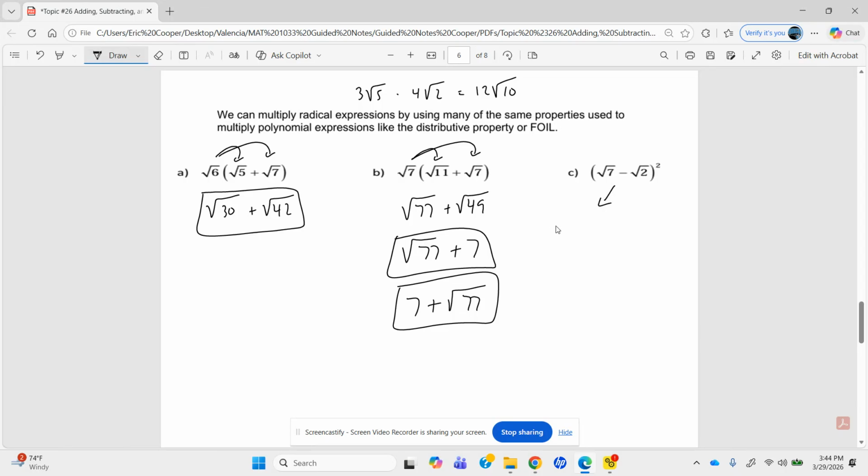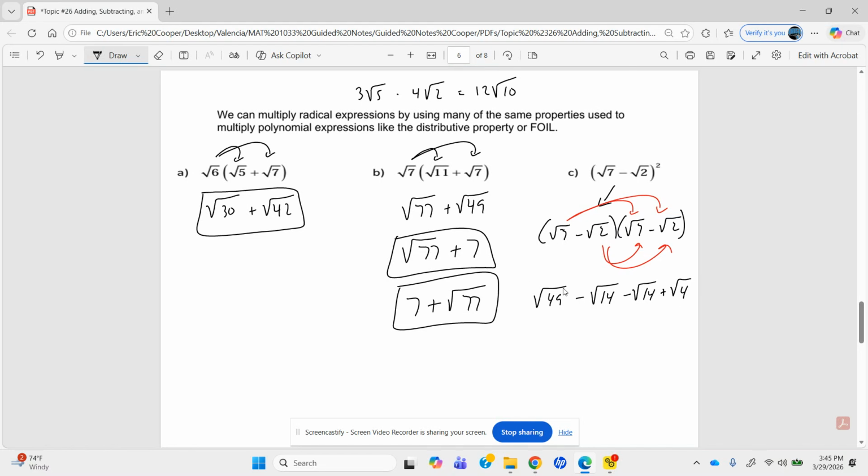So this is really just saying square root of 7 minus square root of 2 times square root of 7 minus square root of 2. And we're going to FOIL this out like we've done before. We're going to multiply everything in the first polynomial by everything in the second polynomial. Okay. Square root of 7 times square root of 7 is square root of 49. Square root of 7 times negative square root of 2 is negative square root of 14. Negative square root of 2 times square root of 7 is negative square root of 14. And negative times negative is positive. 2 times 2 is 4.